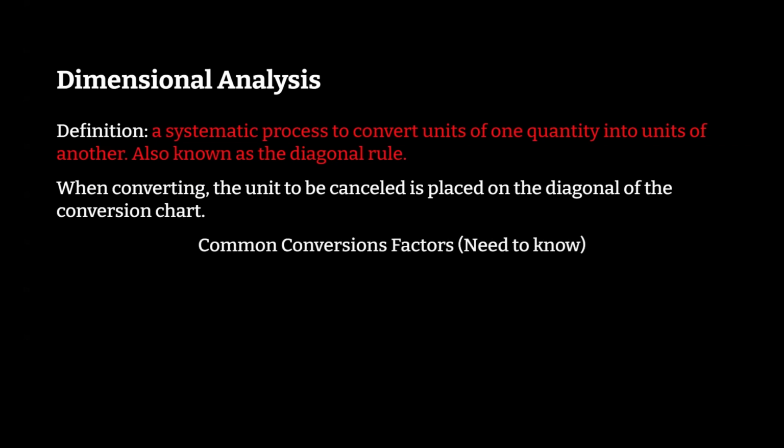Now, some common factors that we need to know, or the ones that we use the most often in chemistry, are that 1,000 milliliters is equal to 1 liter, and that 1,000 grams is equal to 1 kilogram. These are the ones we use most often throughout chemistry, and we are going to use them quite a bit, so we are going to become very familiar with these two conversion factors.